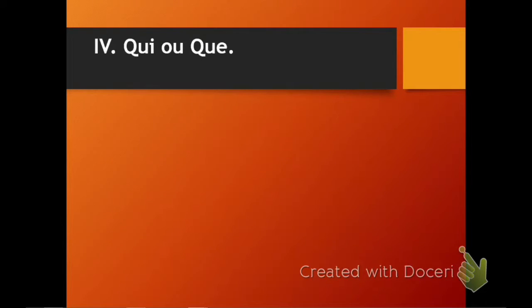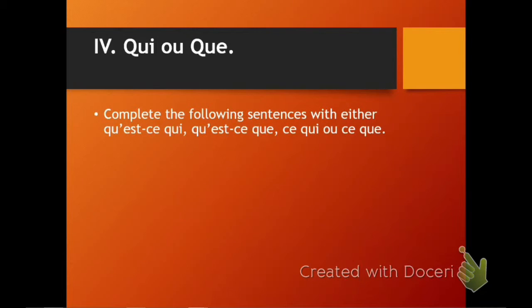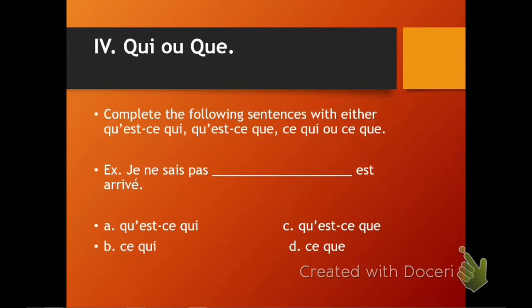Part 4 will be qui ou que. What you need to do in this section, you'll have to complete the following sentences with either qu'est-ce qui, qu'est-ce que, ce qui, or ce que. So, for example, we have je ne sais pas, blank est arrivé. Our answer is going to be A, qu'est-ce qui, B, ce qui, C, qu'est-ce que, or D, ce que.